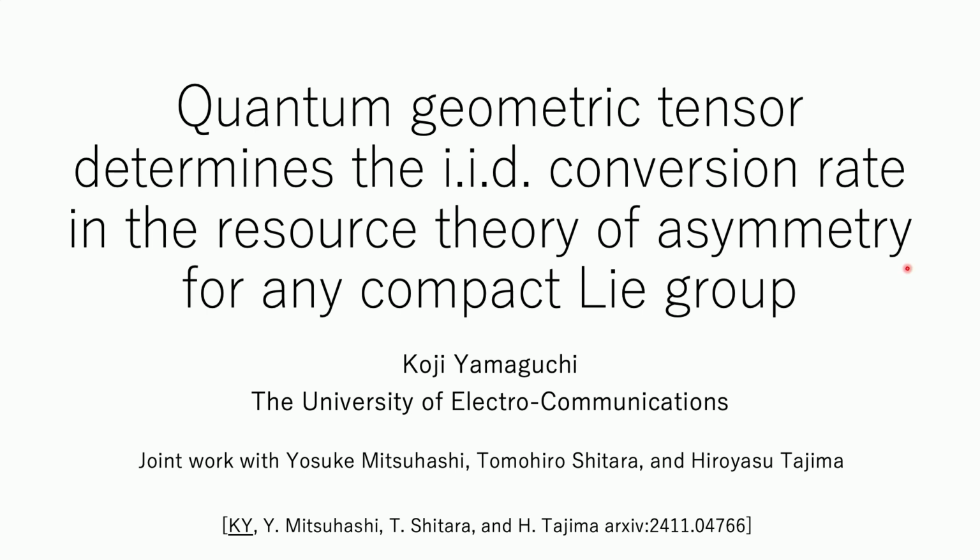Thank you very much for the introduction. I'm Koji Yamaguchi from the University of Electro-Communications. Today, I'm going to tell you about our recent work on the resource theory of asymmetry, where we established the i.i.d. conversion theory for any continuous symmetry described by a compact Lie group. This is joint work with Yosuke Mitsuhashi, Tomohiro Shitara, and Hiroyasu Tajima. All the details of the result can be found in the paper on arXiv.